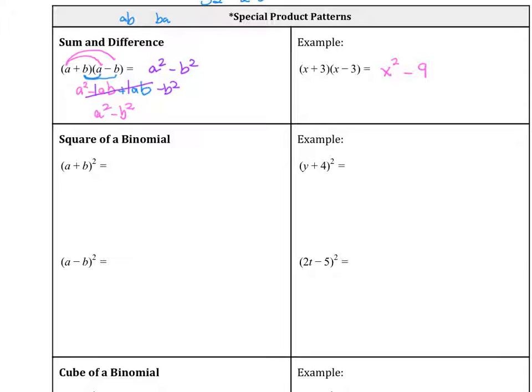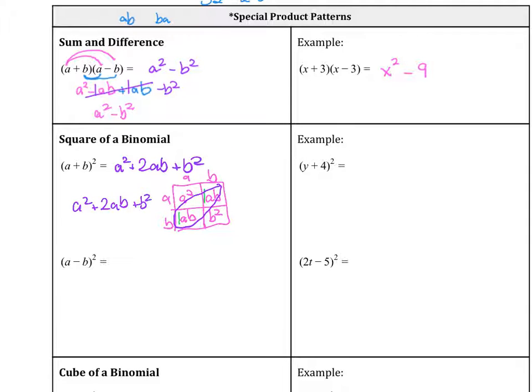Now let's look at a square of a binomial. So we have a plus b squared. So that pattern, just to do it, is a squared plus 2ab plus b squared. So let me go ahead and multiply this with the box method. So we have a and b, a and b. So a times a is a squared. A times b is ab. A times b is also ab. And b times b is b squared. Now remember, in the front of these, there is a 1. So we have a squared. We have the like terms. We have 1ab and 1ab. That becomes 2ab. And then just the b squared.